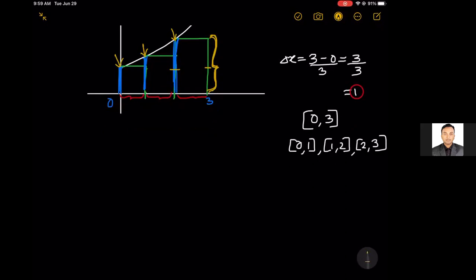So this is the functional value at 0. This is the functional value at 1. And this is the functional value at 2. Do you agree? Don't really trust me. Do you agree with that? Who doesn't agree? Who wants me to clarify this again?